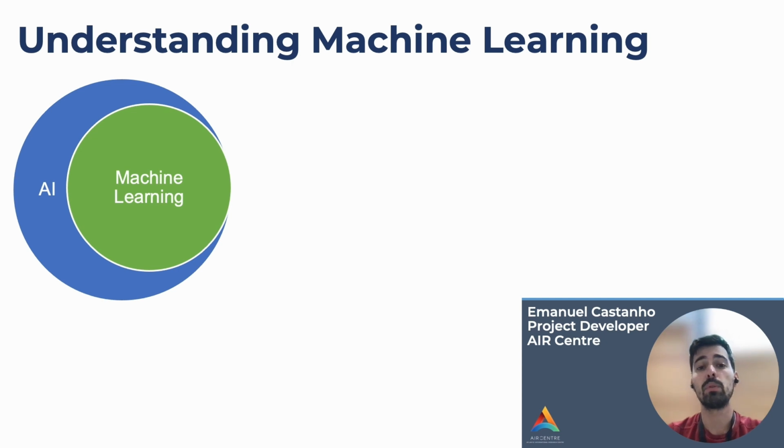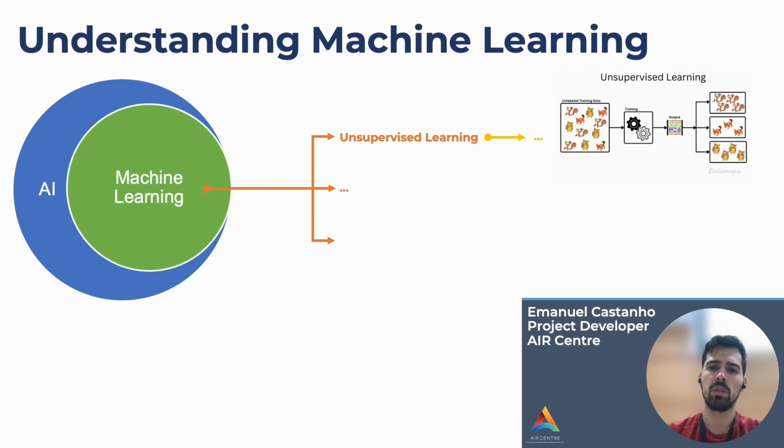AI enables computers and machines to simulate human intelligence and problem-solving capabilities. Machine learning is a subset of artificial intelligence that provides a system the ability to learn and improve from data and algorithms without being explicitly programmed. There are different types of machine learning categories, such as unsupervised learning, where the algorithm learns from unlabeled data, discovering hidden patterns from large volumes of data without the need for human intervention.